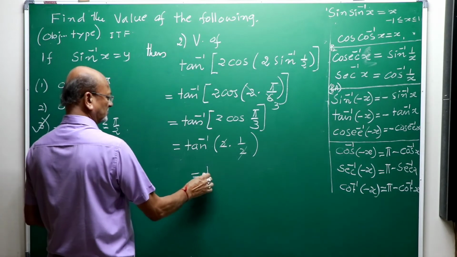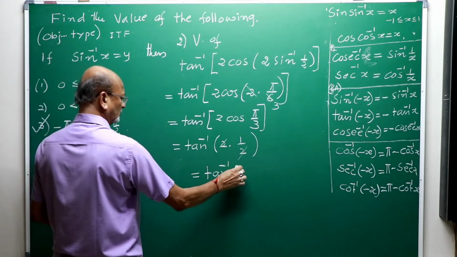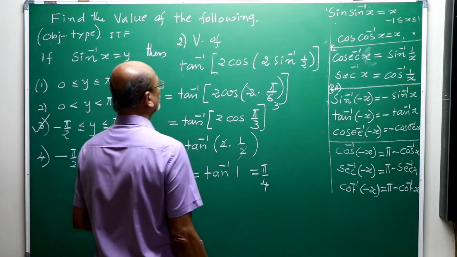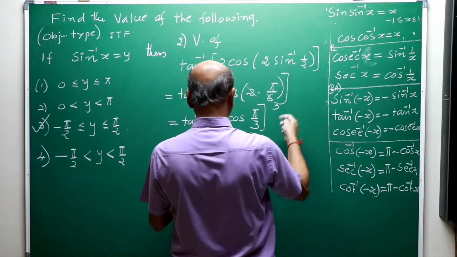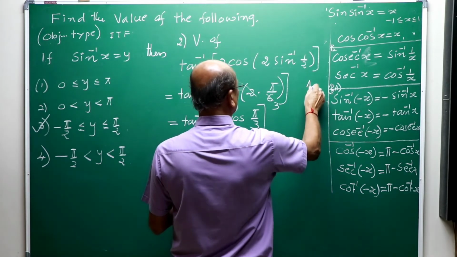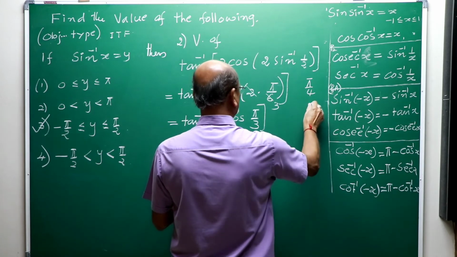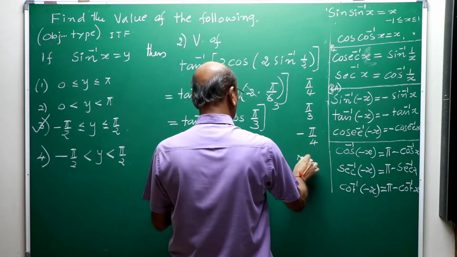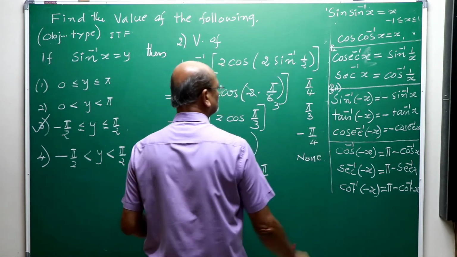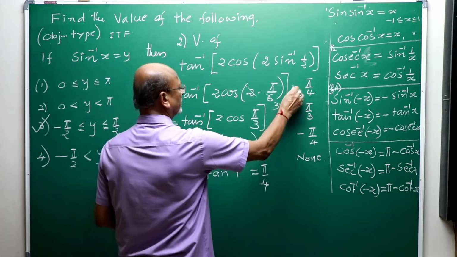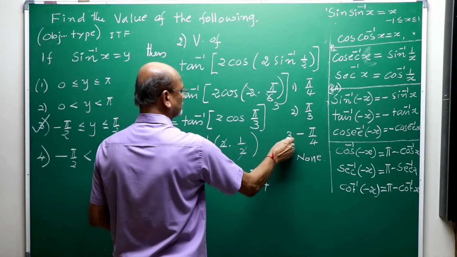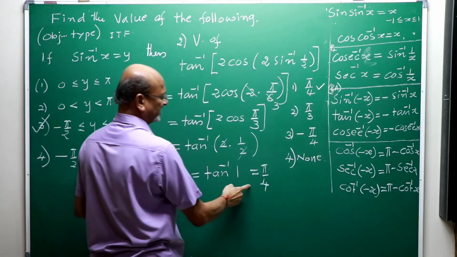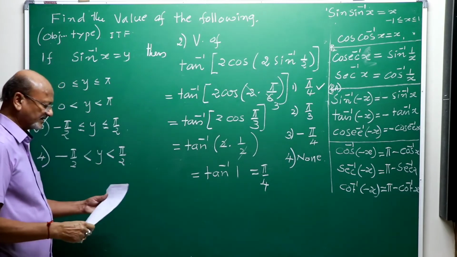Cancellation, what is it? Tan inverse 1. You know the value. What is tan inverse 1? π/4. Objective type means I have not written the values back. The values are here. First option is π/4. Second option is π/3. Third option is -π/4. Fourth option is none. These are options. Which one? The first option is the correct answer.